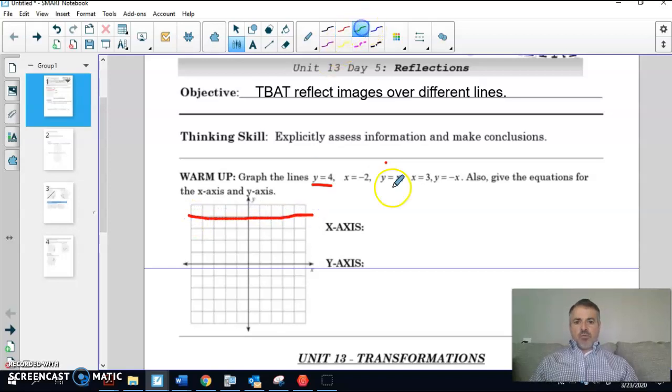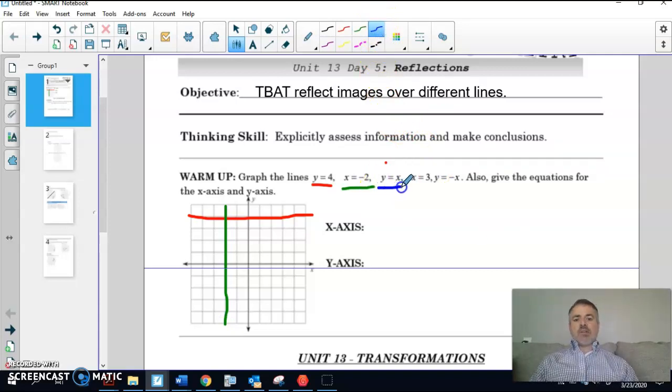Then I move on, I see x is equal to a number. When I see x is equal to a number, that is a vertical line, and it's going to cross wherever the number is. Here it's at -2, so I go to -2 on the x-axis, vertical line, so this would be the graph of x is equal to -2. Something like that. Then it changes on me, and this is y is equal to x.